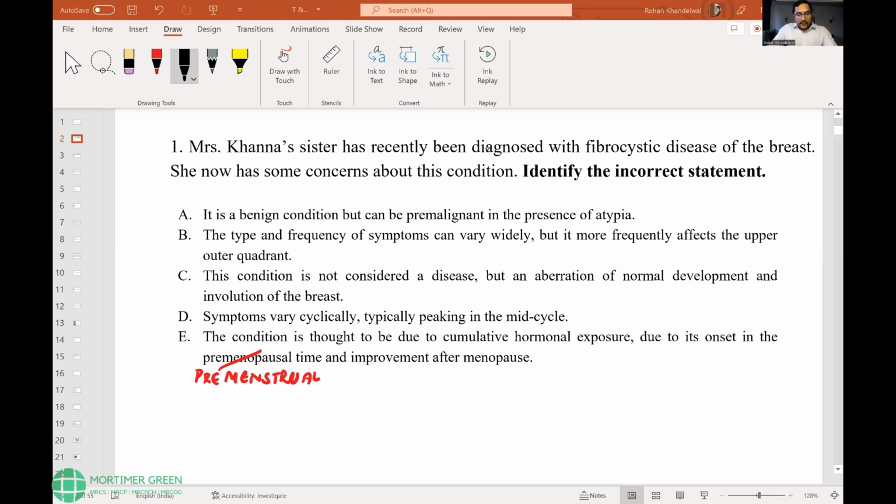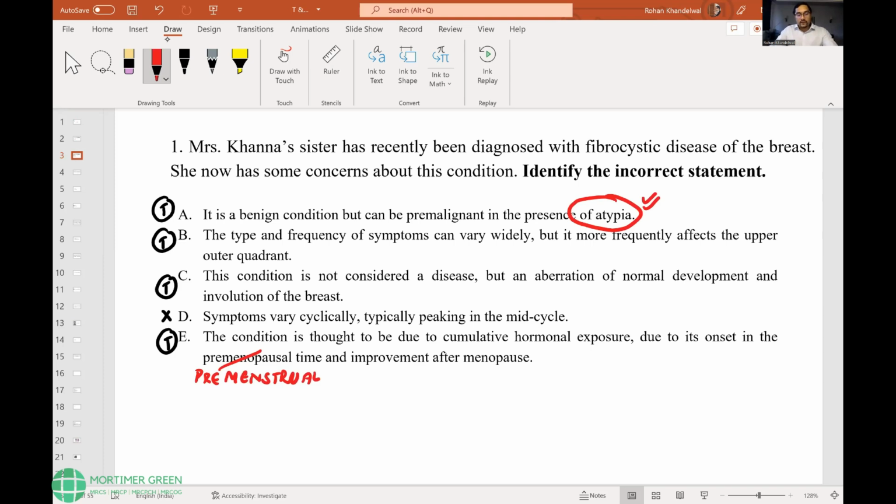Right, so let's look at one statement at a time. Fibrocystic disease, correct. D is the correct answer. That is absolutely correct. So it is a benign condition and can be pre-malignant if it is associated with atypia. So that is correct. If it is associated with atypia, then you can have a risk of malignancy. But standalone fibrocystic disease will not carry a risk of cancer.